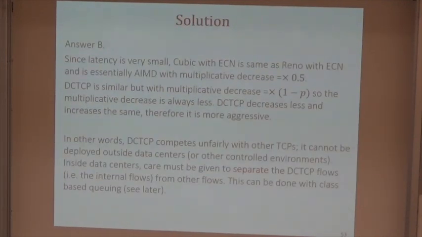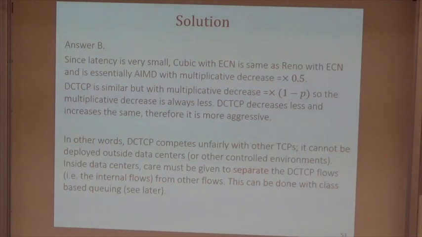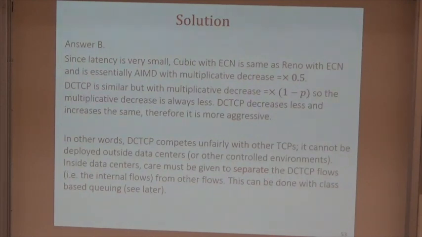Why is it so? Well, because everything is the same except for cubic and for data center TCP: the decrease is much milder for data center TCP. Whenever there is a mark perceived by the cubic source, it reduces the window by half, whereas data center TCP will do it only in the very extreme cases. So they are competing unfairly. The increase is the same. The decrease is, in general, much larger for cubic, so cubic will get much less.